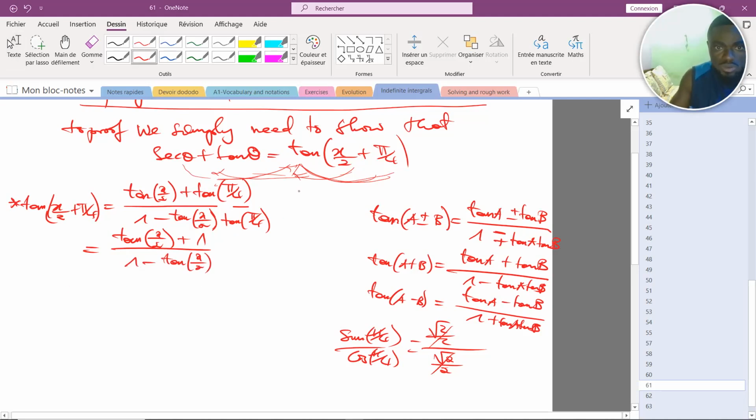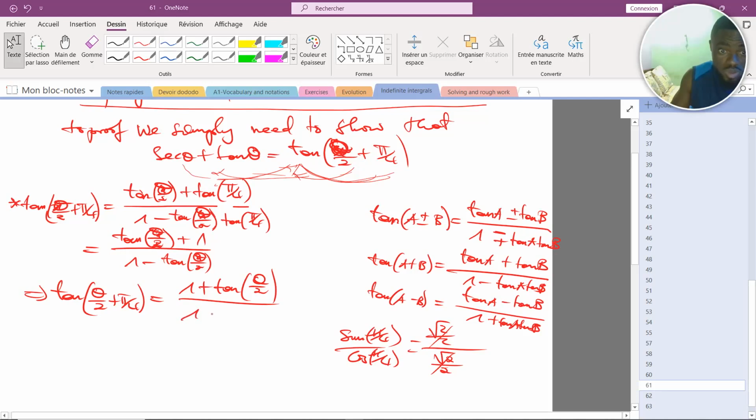Is that okay? Oh, it's inside tan theta, so we're supposed to have theta here. This is theta, and this is theta on 2. So this implies tan(θ/2 + π/4) will be equal to 1 plus tan(θ/2) all over 1 minus tan(θ/2).